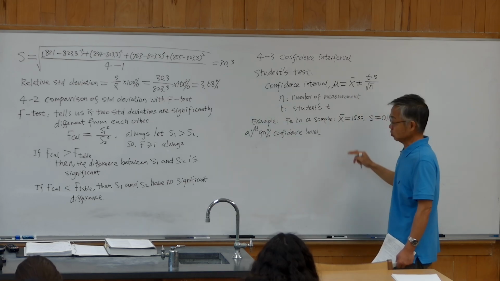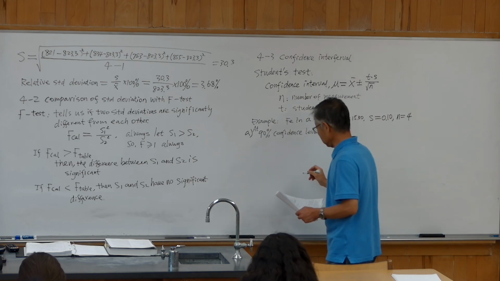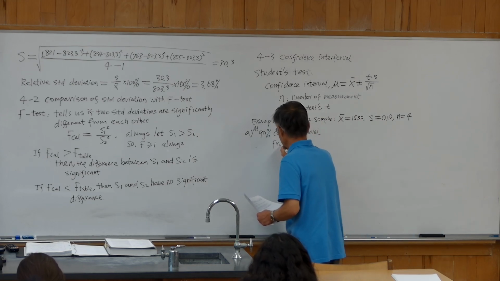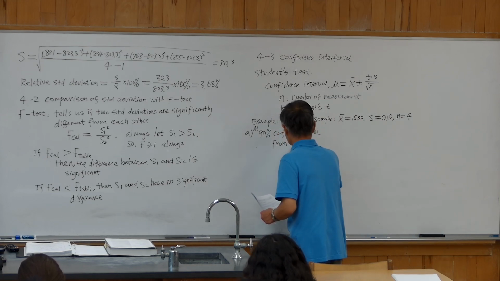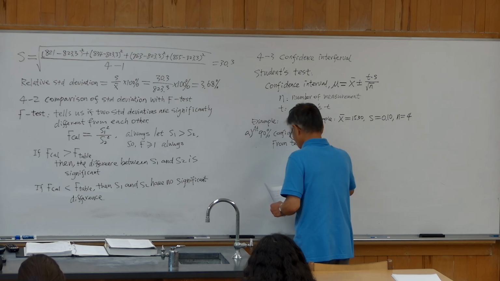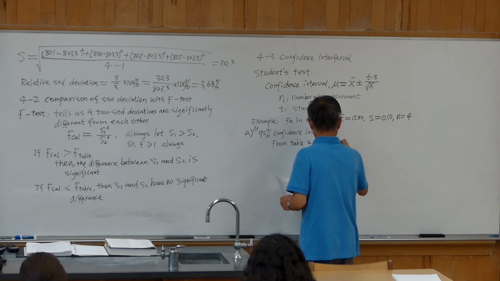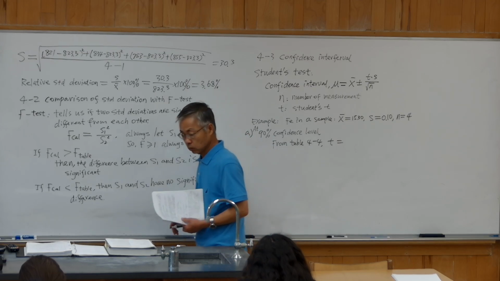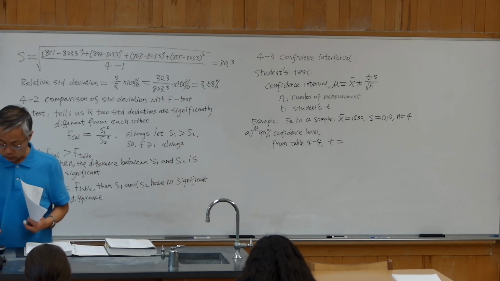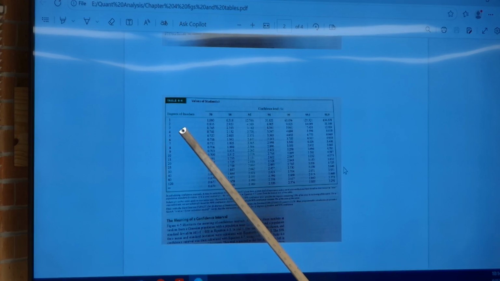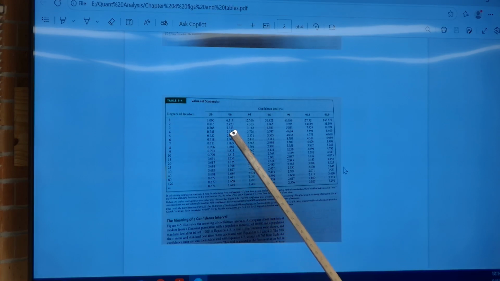X bar is there. So you need to find the t value. Then we need to find the t value from the table. What is the t value? 90% confidence level. N is 4, which means degree of freedom is 3. Degree of freedom 3, 90%, 2.353.